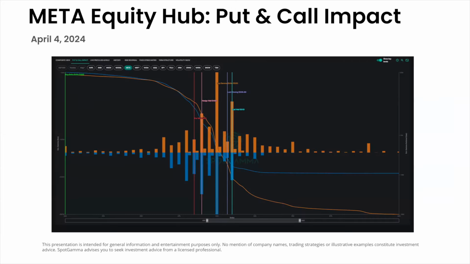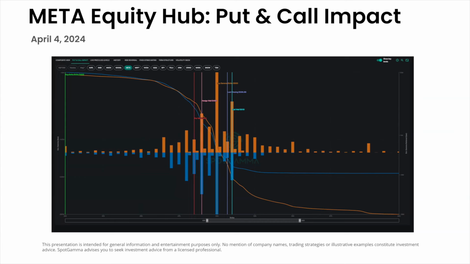The put and call impact chart for Meta from Equity Hub showed more call notional gamma, that is the orange curve, than put notional gamma, the blue curve, above the 500 key gamma strike. That's the line in the middle of the chart with the largest orange and blue vertical bars. This indicates that calls were driving the price action for Meta above 500. Below 500, calls and puts were about equal.